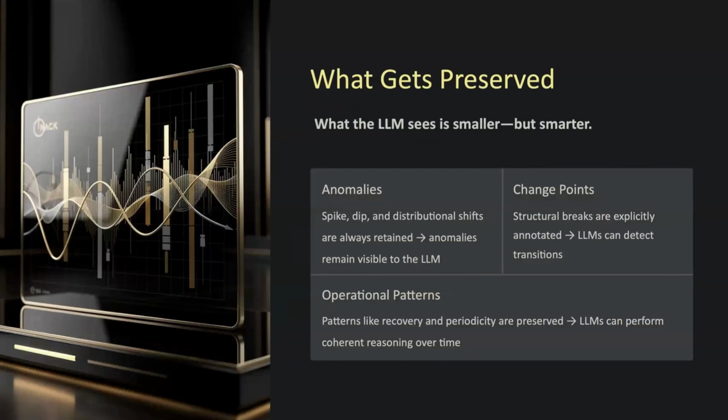So at this point, the natural question to ask is: what gets preserved and what gets compressed? Because we could have these important signals, but how do we decide what is important? The key thing here is to keep spikes, dips, and distributional shifts, because these are the interesting points that are going to tell you what is wrong with your observability system. The second thing to preserve is change points. These change points tell you when something started to go wrong, and they are key to determining the root cause of a problem.